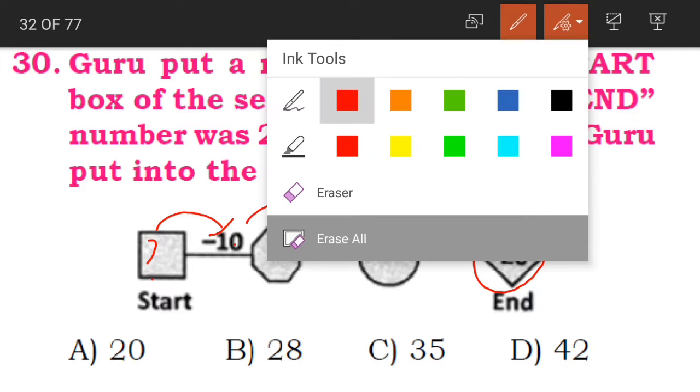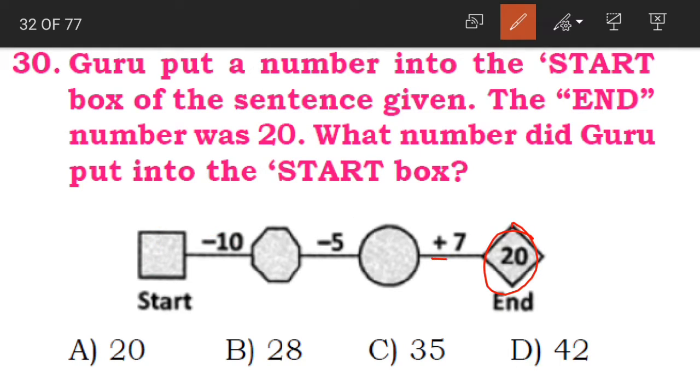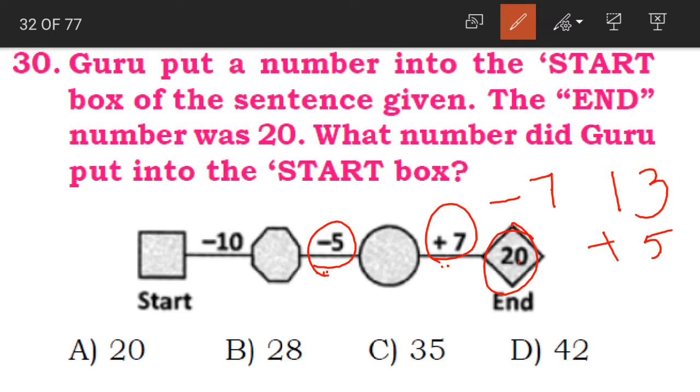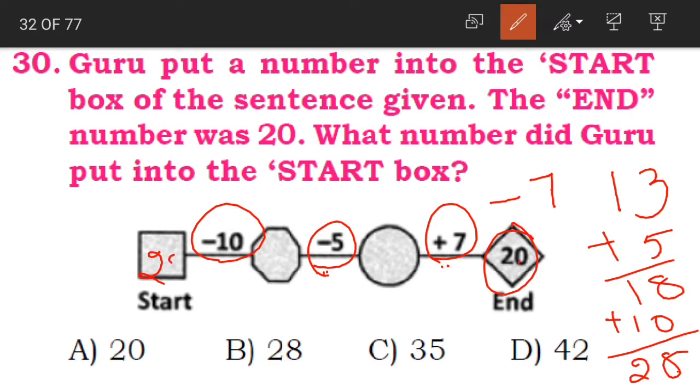Now one way to solve this problem is to start with 20. Here there is plus, right? So do the opposite, minus. 20 minus 7, 13. Now again here it is minus 5, so you add 5. 13 plus 5 is 18. And here we have minus 10, so do the opposite, that is add 10. 18 plus 10 is equal to 28. Our answer here is 28, children. This is one way of solving: move in the reverse order and do the opposite of what is done to the start point.